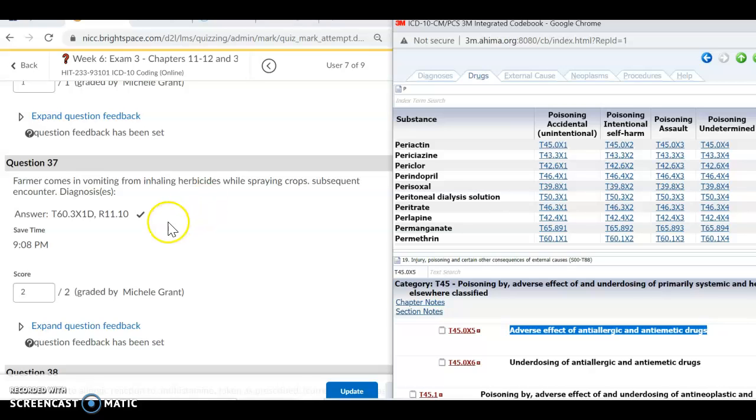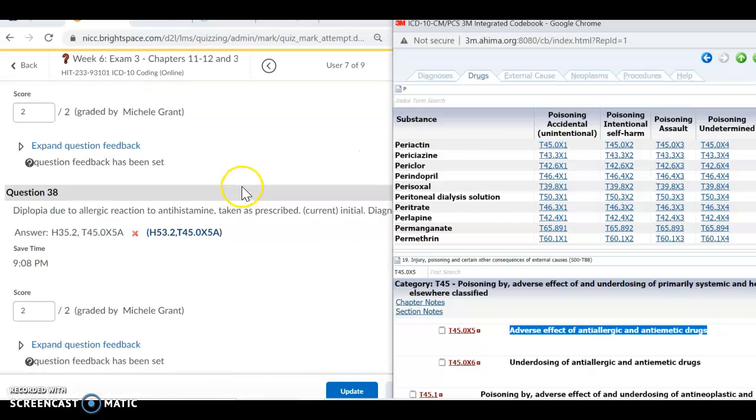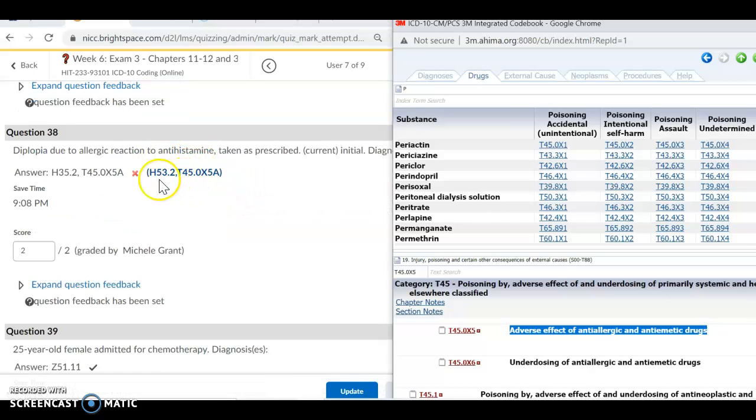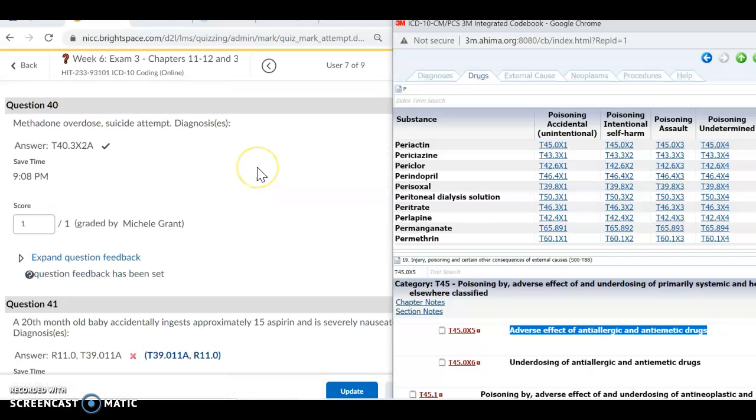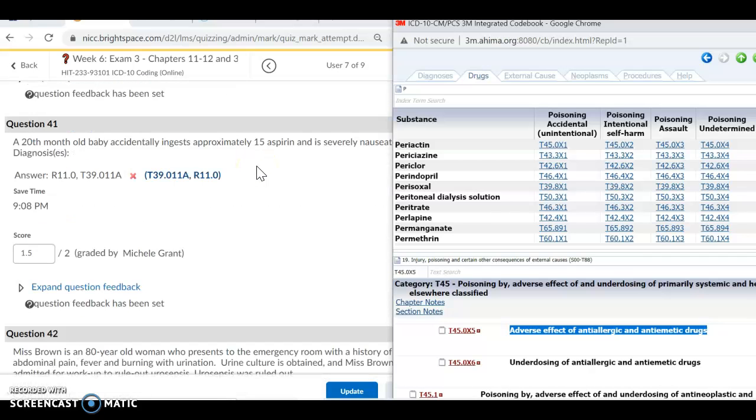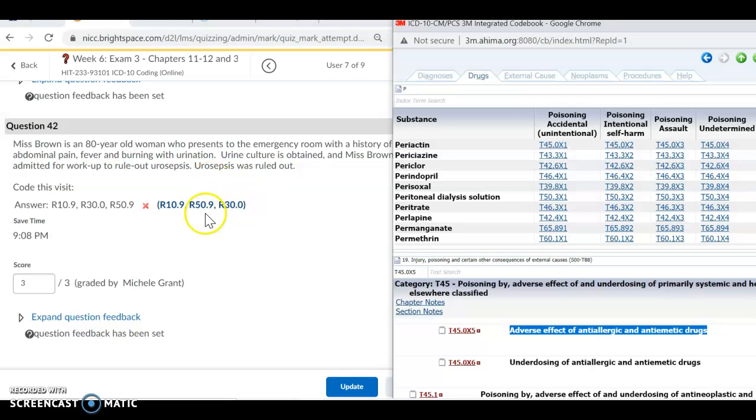Okay, vomiting. This one here, poisoning, we have the vomiting second. Allergic reaction, okay, taken as prescribed. So here, once again, adverse effect. H code first, T code second. Overdose. Okay, let's go down here. This one here, this student got it wrong, but this one here is going to be a poisoning. And then what's wrong, the nausea, second. Okay, so look through these, and that wraps it up. Email me.